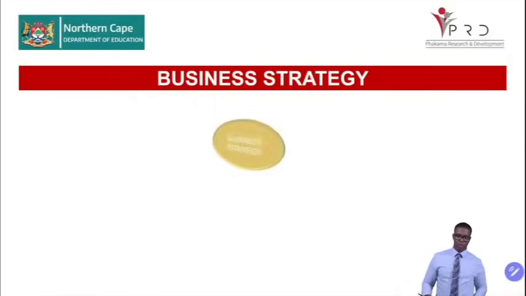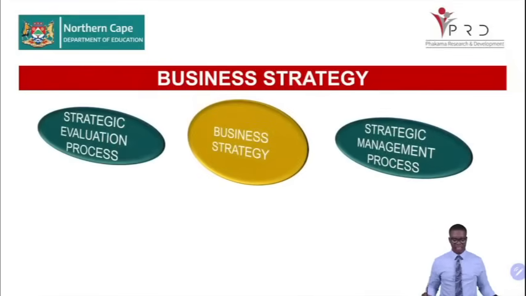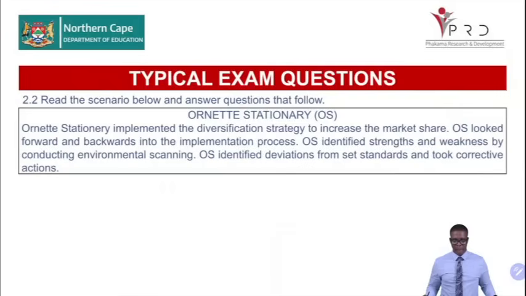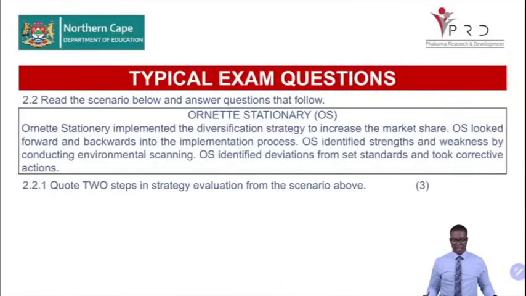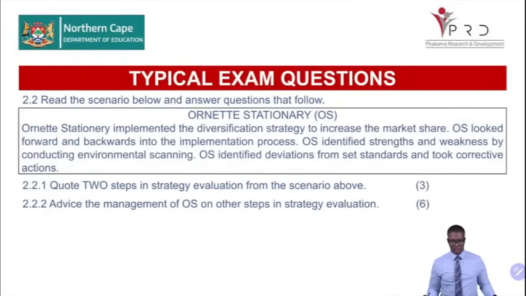Then we look into business strategy. Here you should know how to quote the strategic evaluation process together with the strategic management process. Now let us look into a typical exam question on that. Again, it will focus on quote. Quote 2 steps in strategic evaluation from the scenario above and advise the management of OS on steps in strategy evaluation.